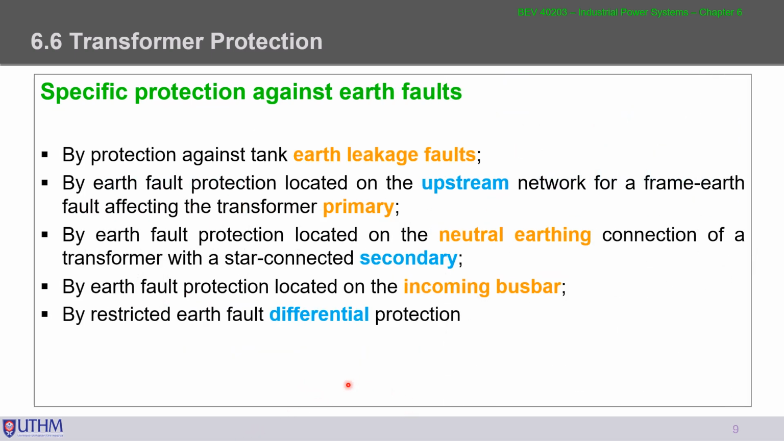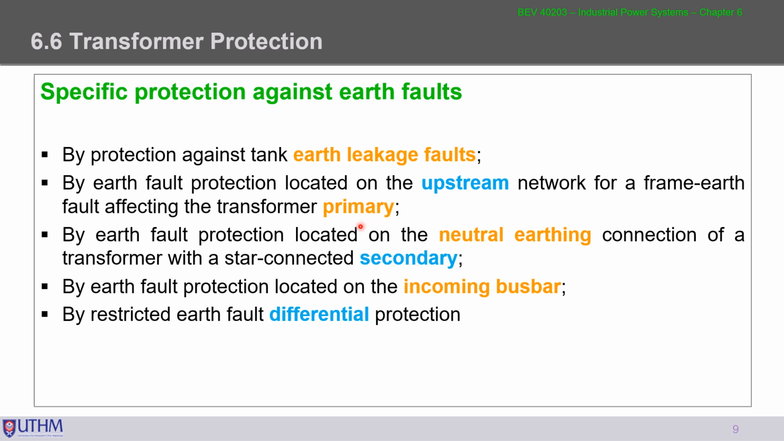Okay, here is the specific protection against earth faults of the transformer, and we have to consider the protection against tank earth leakage fault. Then we also have to consider the earth fault protection located on the upstream network, which is located at the primary side of the transformer.